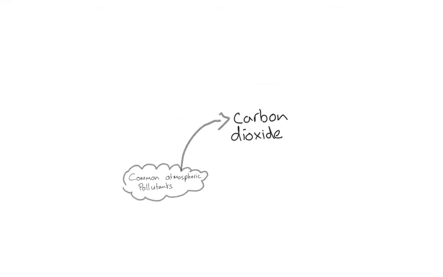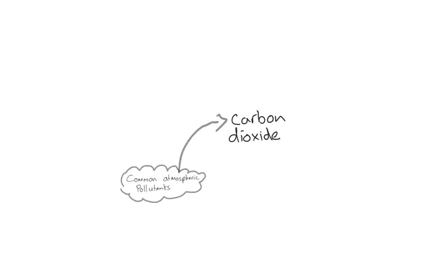By far the most common atmospheric pollutant, or the one that we're most interested in and we'll talk about the most often, is, I'm going to draw a little arrow up there, carbon dioxide. Okay, so where does carbon dioxide come from? Well, carbon dioxide comes from burning fuels. So it comes from what we call combustion.